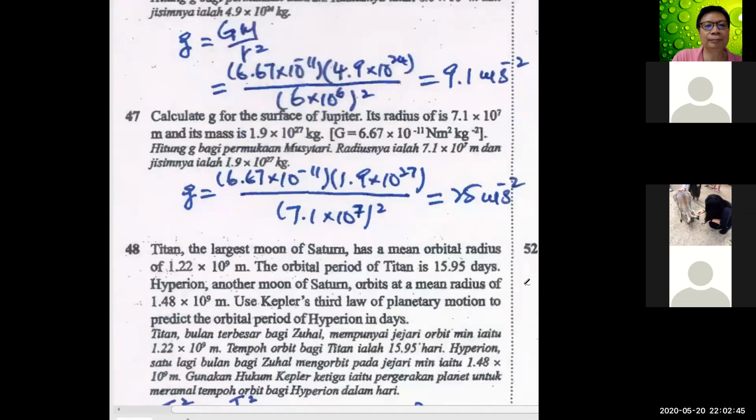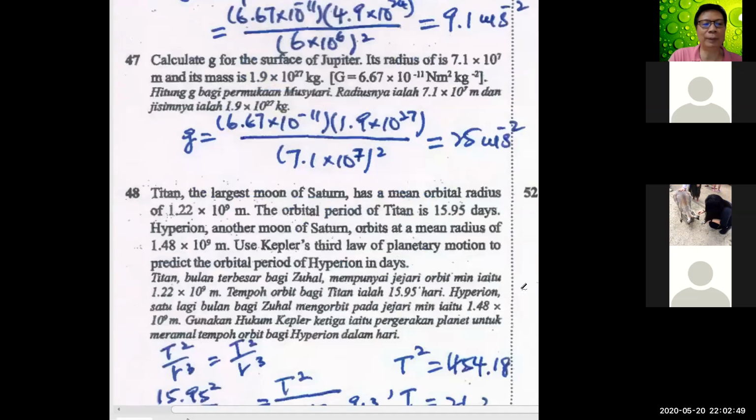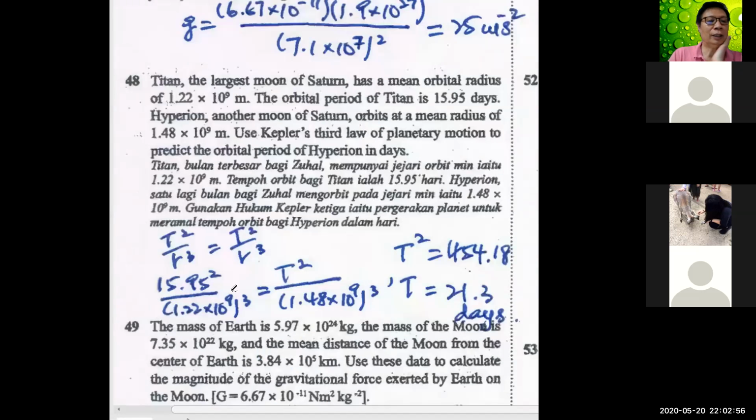Okay, 48. 48 a bit difficult already. You all listen. 47 all done. Okay, now 48. Okay, 48 is a Kepler's third law formula. Why choose this? Because you see, Titan, the largest moon of Saturn, has a mean orbital radius, mean R radius of this value. So the orbital period, now you see the question gives you the orbital radius R. Another one is orbital period T. You see got R got T already. The moment you see got R got T, straight away use this formula. Kepler's law formula. Got R got T, right?